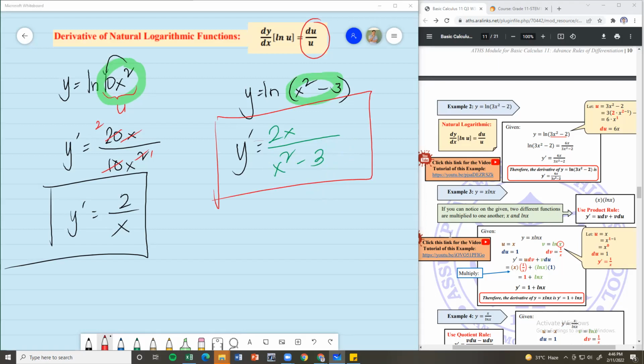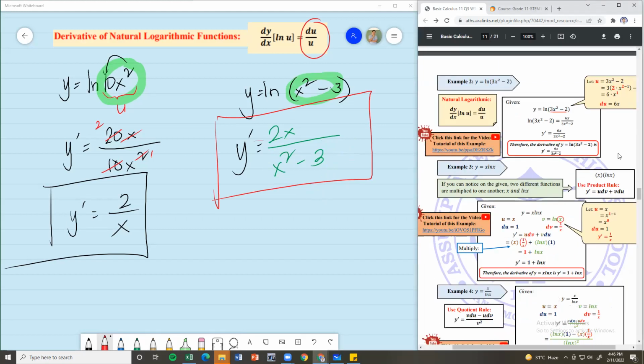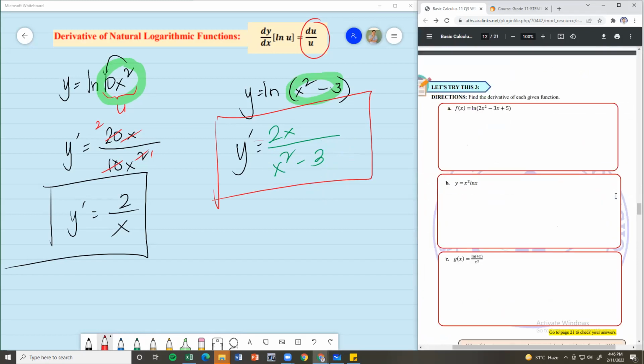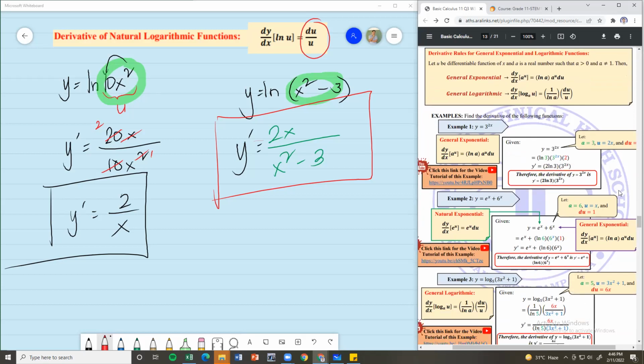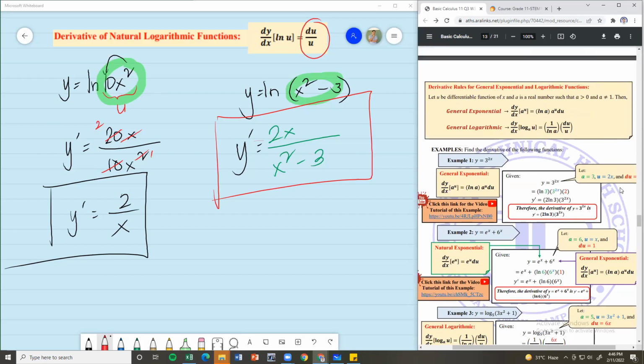Okay, very good. See, it's so easy. Then product rule and quotient rule are just repetitive. Next. What if we have general exponential and general logarithmic? Don't worry, this is also very easy.